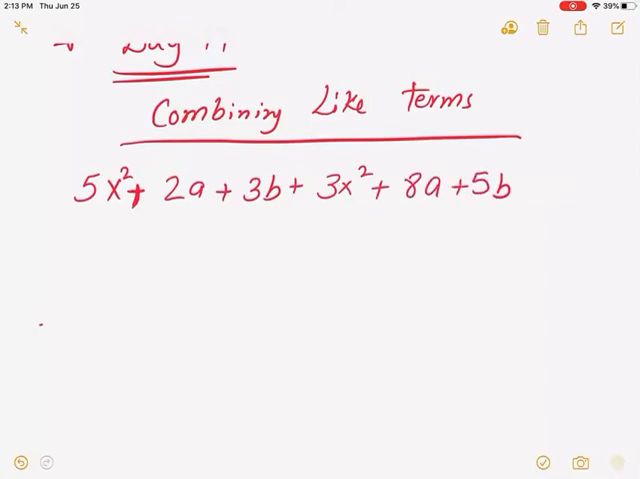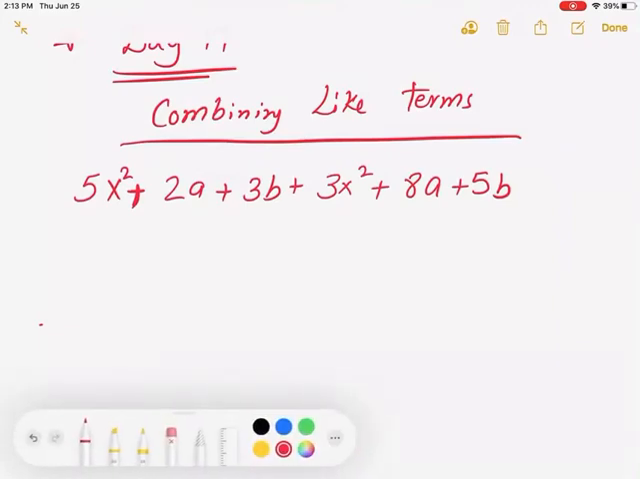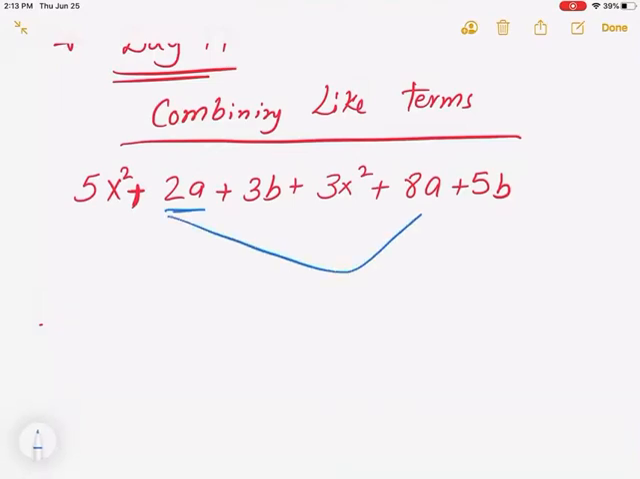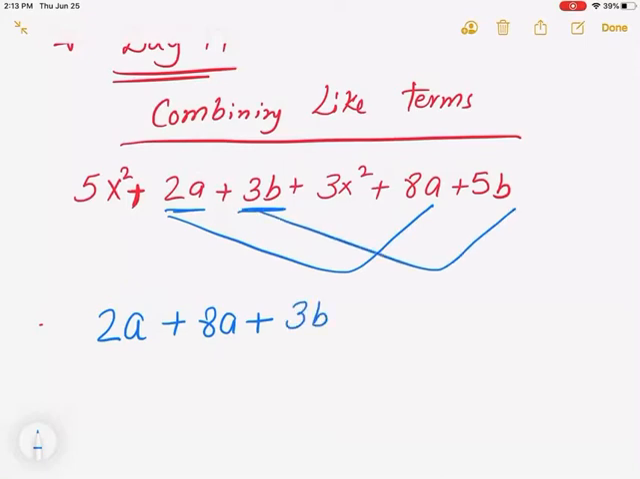First of all, we need to identify all the like terms we have. So I'm just going to circle and connect those. So 2a goes with 8a, or I could just rewrite it, it would make it easier. 2a and then 8a. Do we have any other like terms? So I see 3b that goes with 5b. Is there any other? Yes, we have the last combination here: 5x to the second and 3x to the second.